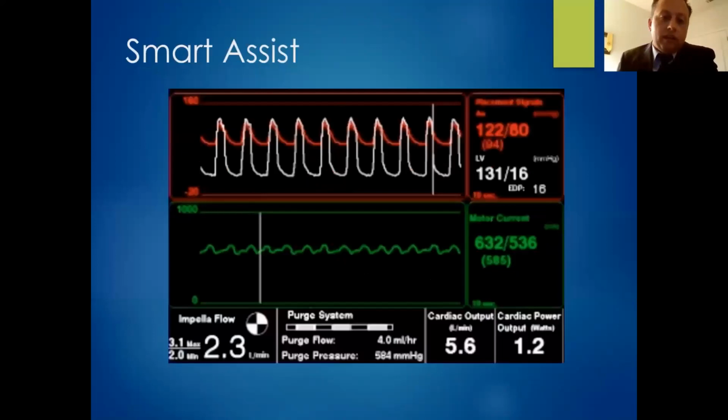The newer devices have what's called a Smart Assist. So you're able to see both LV and aortic waveforms. And if these two match, then obviously it's going to be fully positioned. You have the Impella flow in the same place, and you have the cardiac output. So this includes not only the Impella flow, but also the native cardiac output. And this calculation here, the cardiac power output, helps us decide when we need to go down on the device performance level.